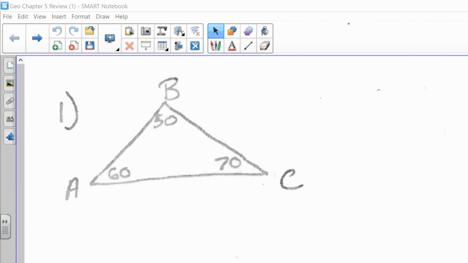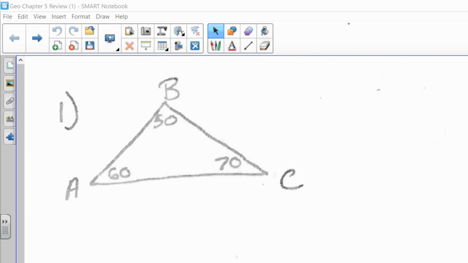All right, guys, so we're going over the review sheet. We're going to look at the first page here, problems 1 through 6. Now, in problems 1 through 6, it asks us to classify or name the triangles given their sides and angles. So each one of these triangles should have two names, one for the angles, one for the sides.